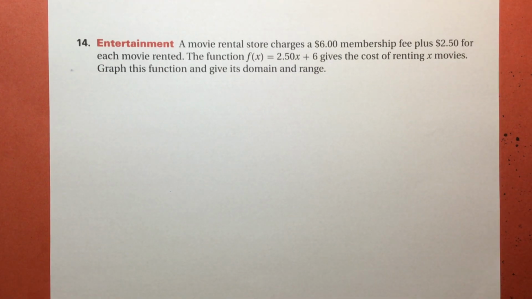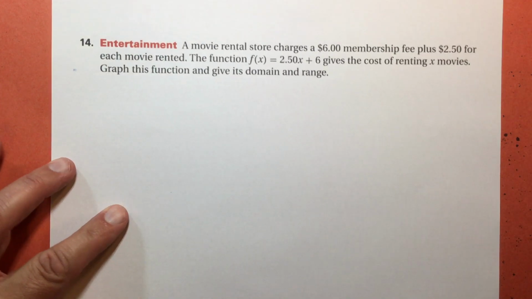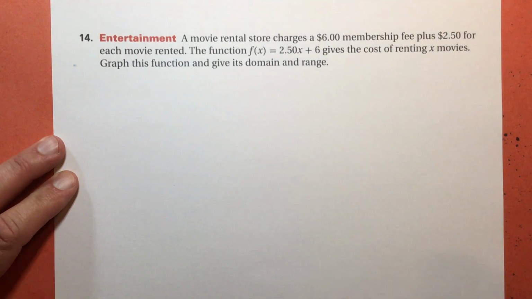A movie rental store charges $6 to be a member, plus $2.50 for each movie that you're going to rent. They give you the function f of x equals 2.5x plus 6, and that's going to give the cost of renting x movies. Okay? And x is 1 movie, 2 movies, 3 movies, 4 movies. Alright, so let's start like we did with the last problem.